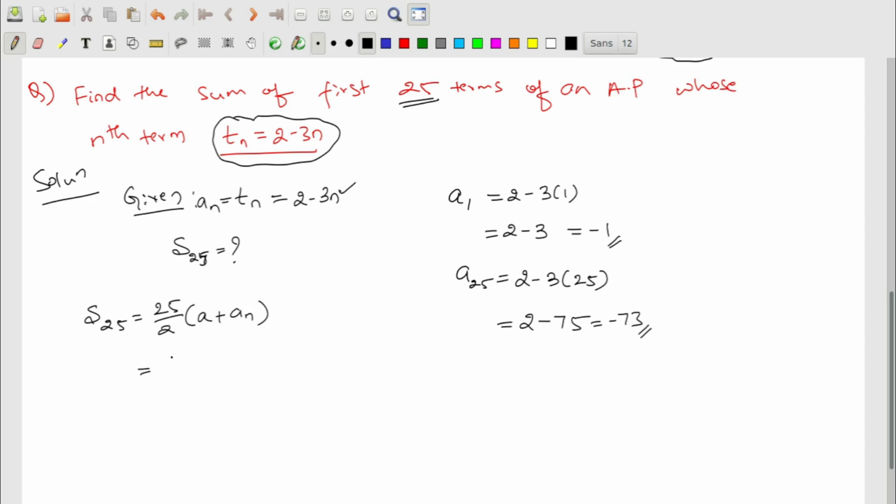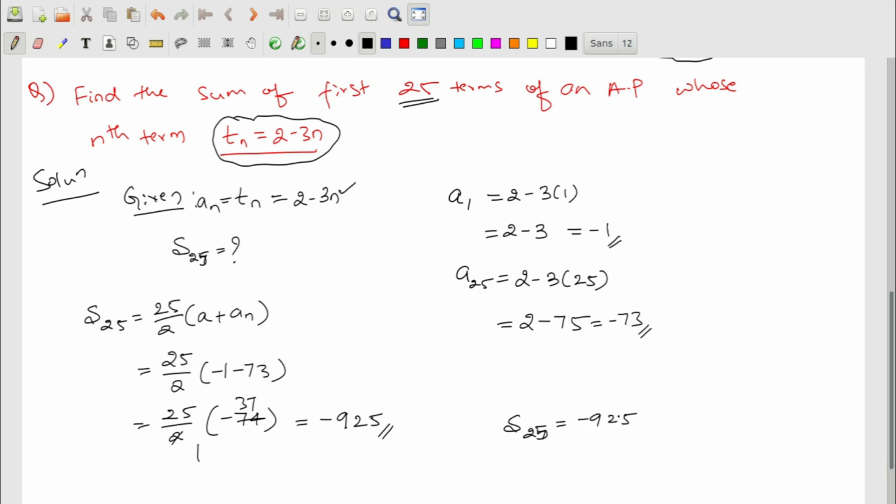So then the sum of 25 terms will be 25 divided by 2, the first term minus 1, and the last term minus 73, which is equal to 25 by 2 into minus 74. Now simplify this. 2 ones are 2, and then 2 37s are 74. If you multiply these two, you will get minus 925, right? So the sum of the first 25 terms will be equal to minus 925.